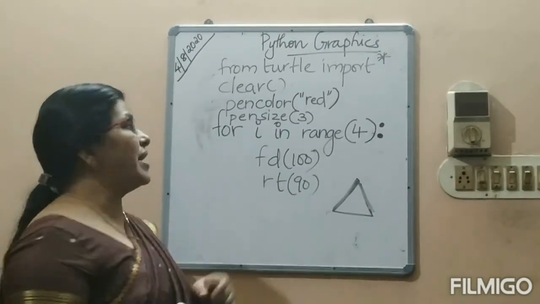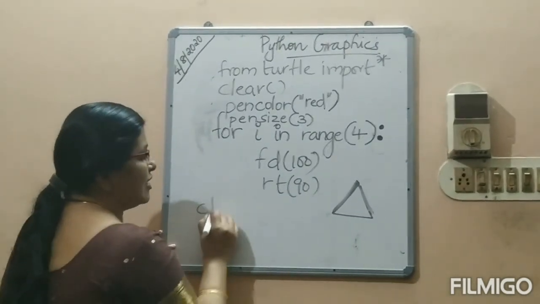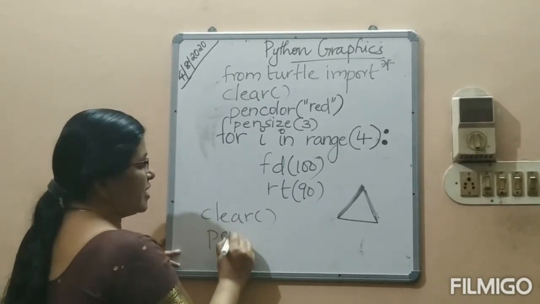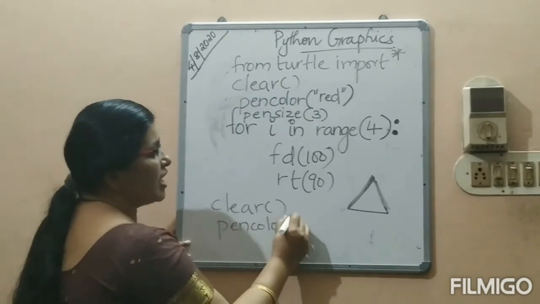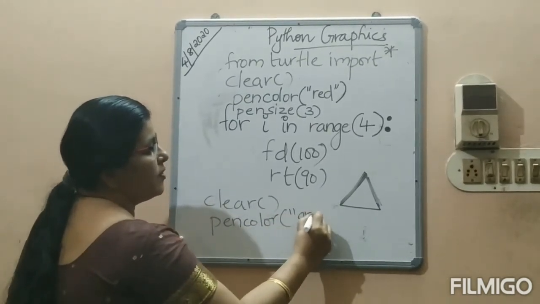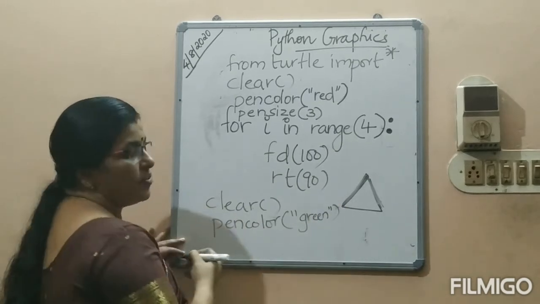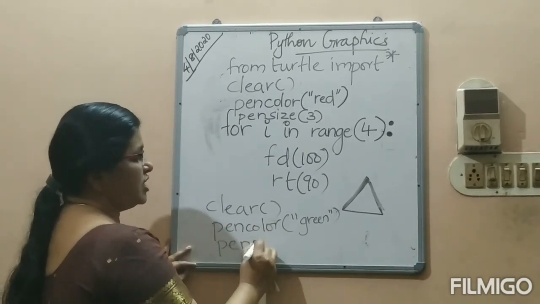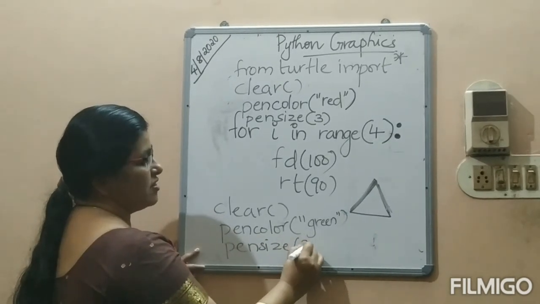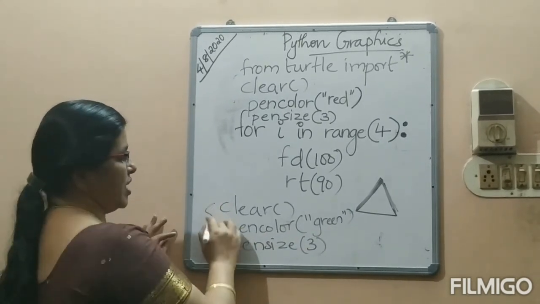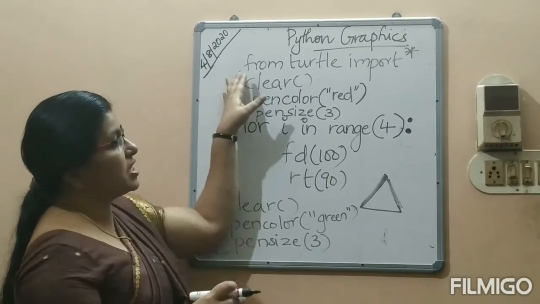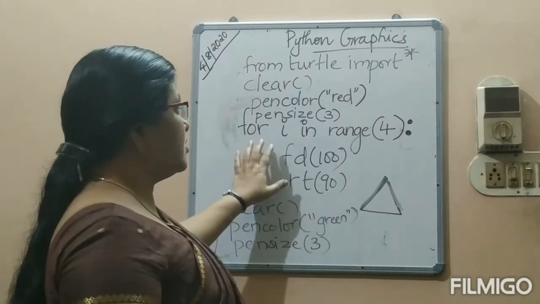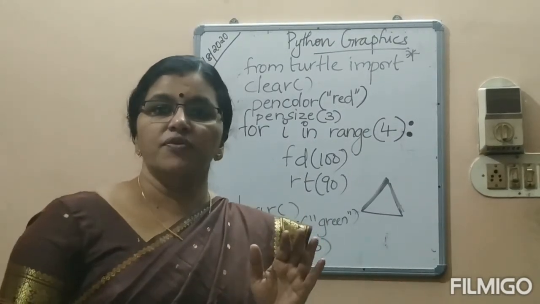What are the 3 commands we have learned today? Clear, for clearing the screen. Pen color, for changing the color of the pen. Then pen size, for changing the size of the pen. These are the 3 commands which can be used in a program. Then we learned the for loop.